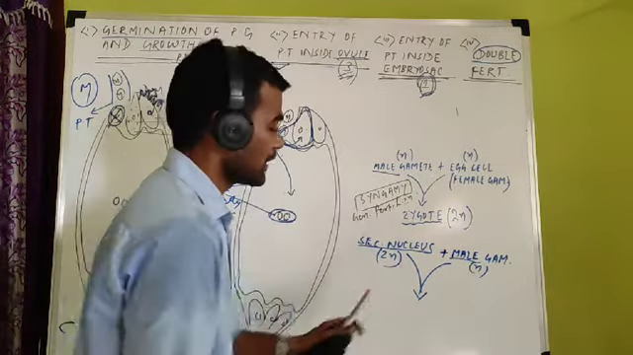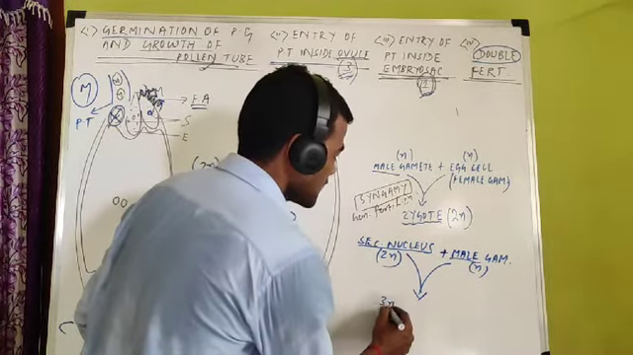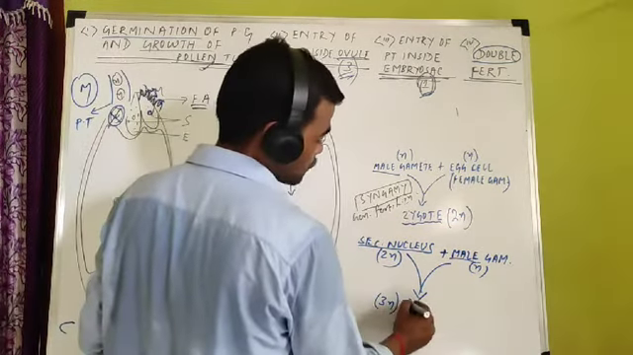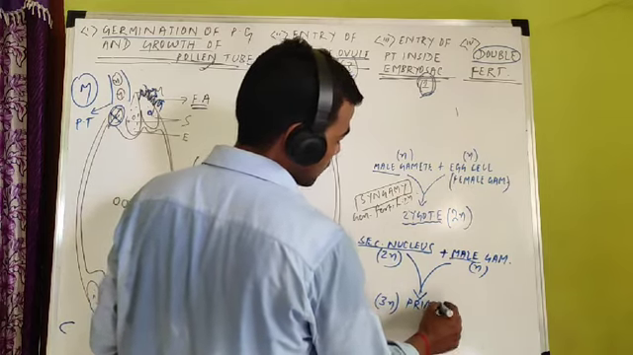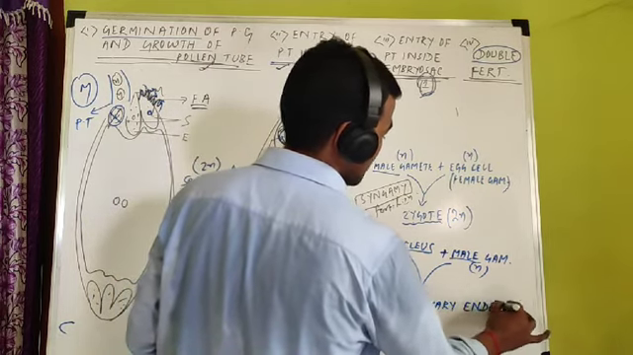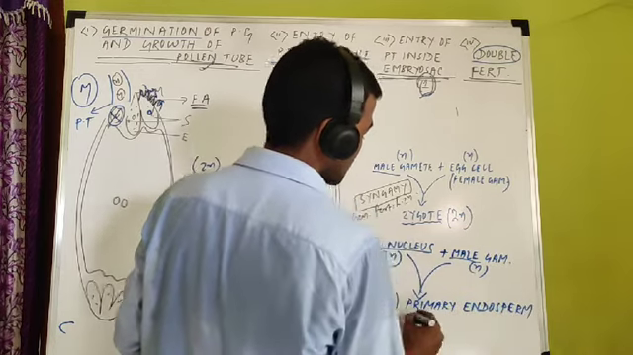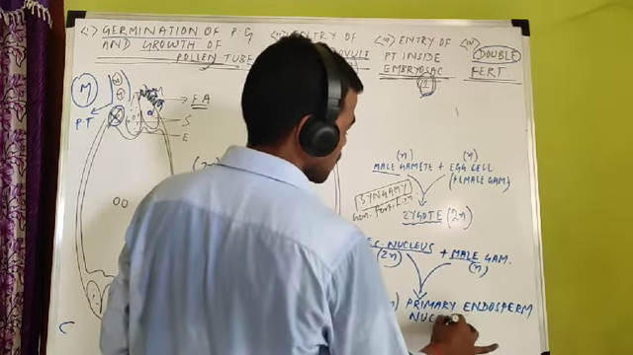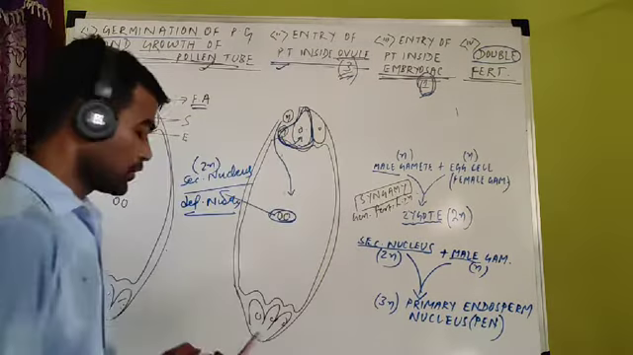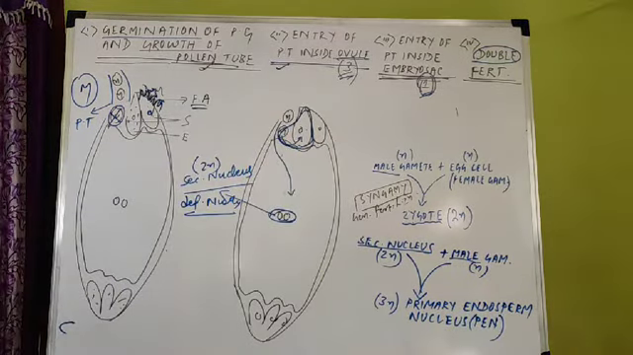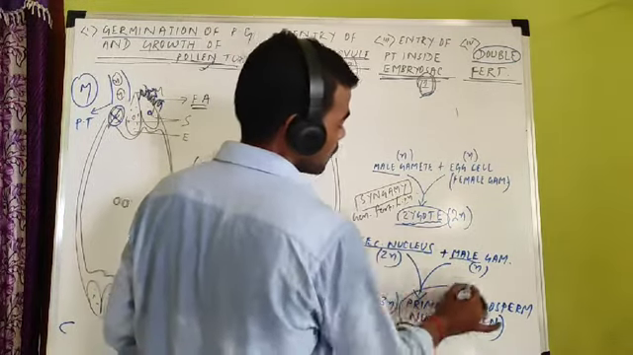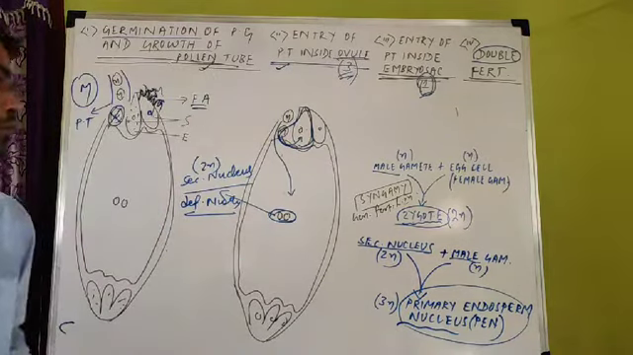When 2n and n get mixed, it produces 3n, a triploid structure, and this structure is called the primary endosperm nucleus, or shortly written as PEN. So how is PEN formed? First we discussed how the zygote is formed. Now this is the PEN, the primary endosperm nucleus.